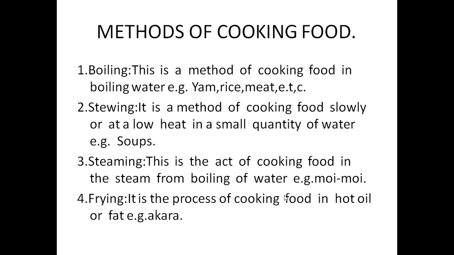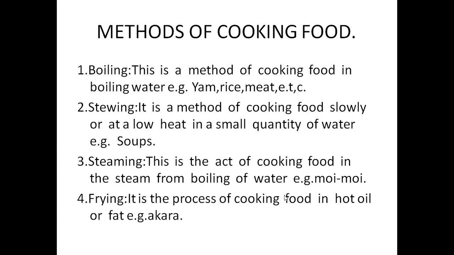Then number four, we have frying. It is the process of cooking food in hot oil or fat, e.g. akara. And we have so many of them. Fish, meat, you can fry your fish and meat. And there are different types of frying. We have sauteing, we have deep frying, and we have shallow frying. An example of sauteing is your pancake. Just add a little oil, just a drop of oil to fry the food, or to saute for your sauce.